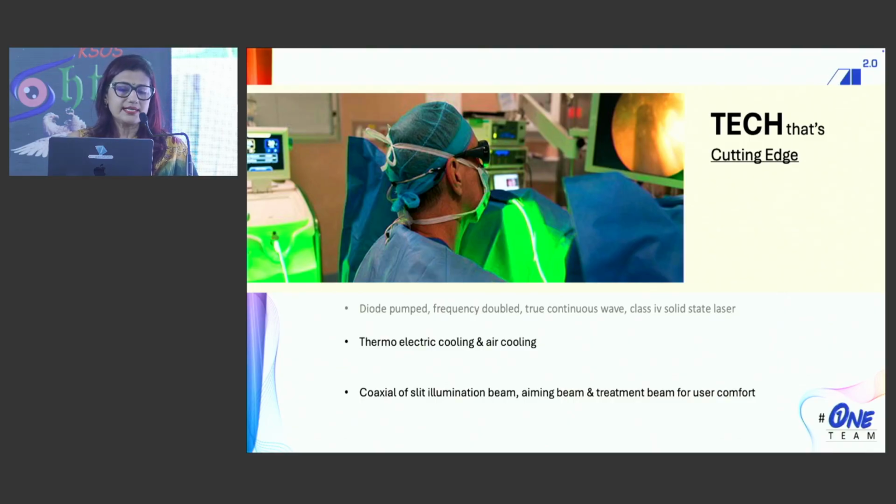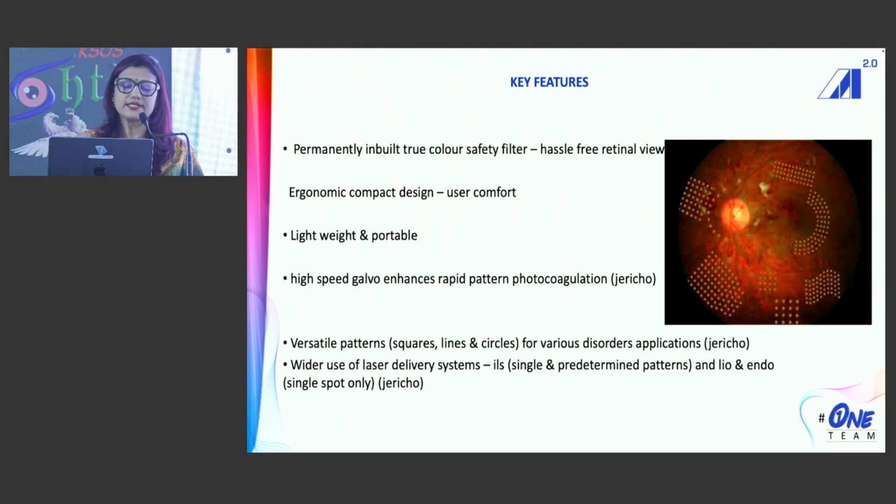Now, what are the advantages of this laser? It's a diode pumped, frequency doubled, true continuous wave laser, with thermoelectric cooling and air cooling. There is a coaxial slit lamp illumination beam, aiming beam and treatment beam for user comfort. The key features are the permanently inbuilt true color safety filter, so there is a hassle-free retinal view. There is an ergonomic compact design, so there is user comfort. It's lightweight and portable, so you can easily carry the laser to various practice areas, or to your OT and to the NICU.